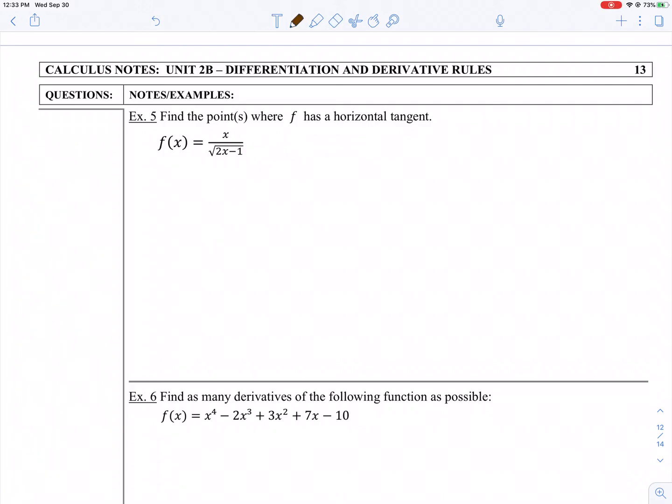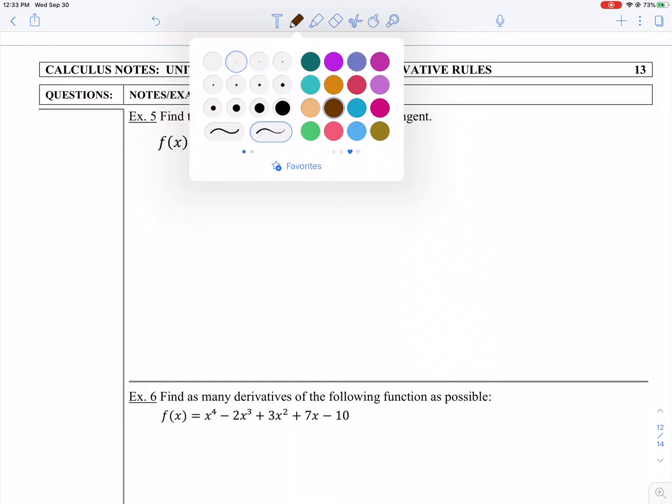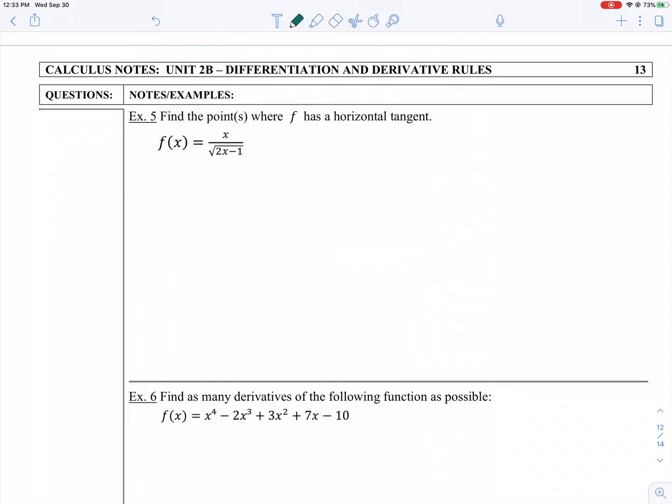Let's do yet another question where it asks us to find the horizontal tangent, or find the points where f has a horizontal tangent. But this time, we're going to have to apply the correct rules, and there's going to be more than one rule that we're going to use. Remember, these rules do not exist independently of one another.